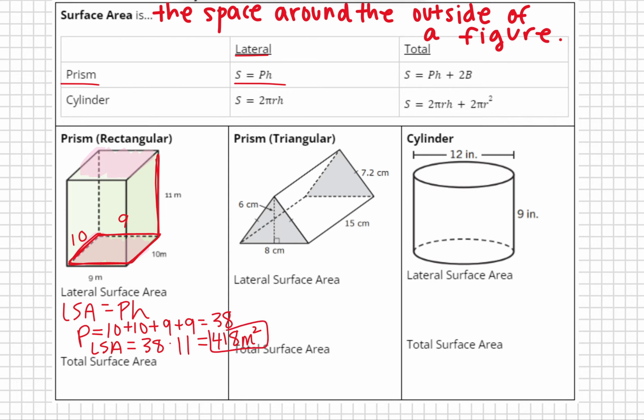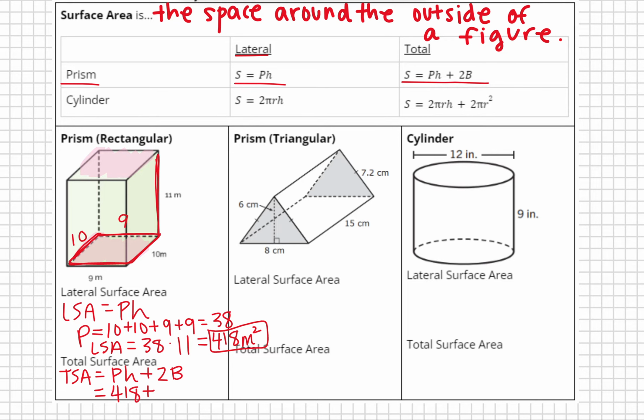For total surface area, the formula that I want is perimeter times height plus the area of the two bases. So TSA for total surface area is equal to perimeter times height plus the area of the two bases. Perimeter times height, that's what we already found with the lateral surface area. That was 418. Plus, and then let's look at the bases.